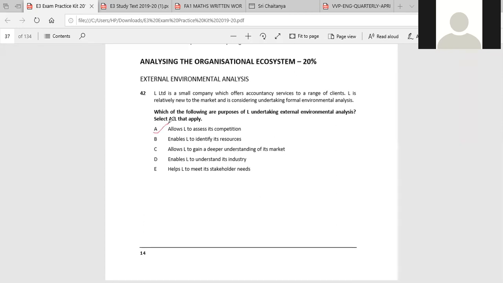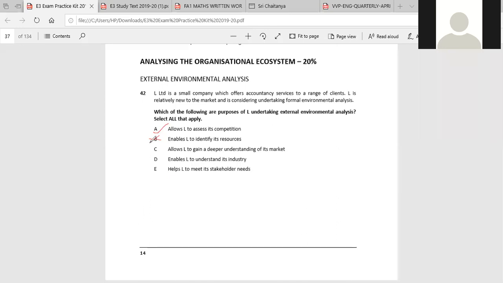Fine. Enables to identify its resources. Resources are internal, don't you think so? So should we consider that for external environment analysis? We're only looking at the external factor. So for that reason, B will not be the right option.